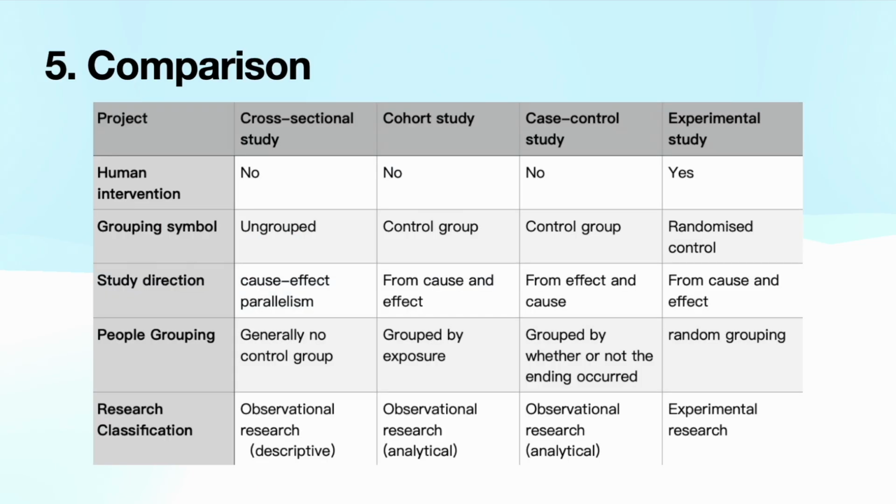So finally, this is a table summarizing the 4 studies covered today, and I've listed what I think are the most important differences. And it is obvious that the difference between observational and experimental research is whether or not there is a human intervention. And cross-sectional study, cohort study, and case control study are all observational research, while cohort study and case control study are analytic, and cross-sectional study is descriptive. So that's the end of today's knowledge sharing. Thank you for listening.